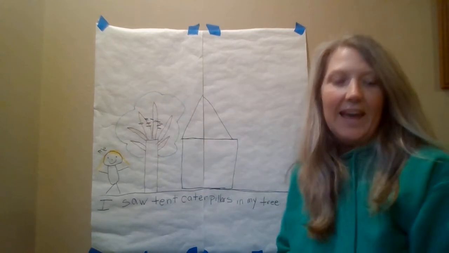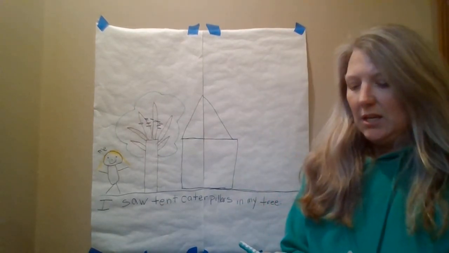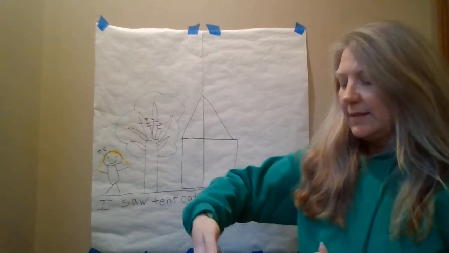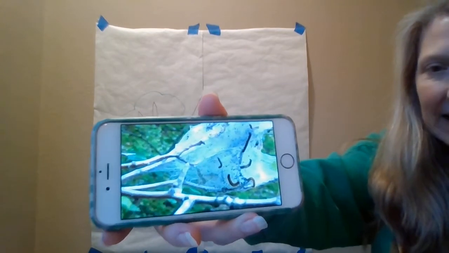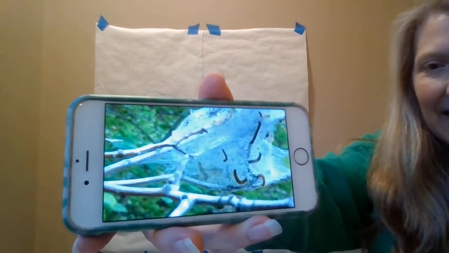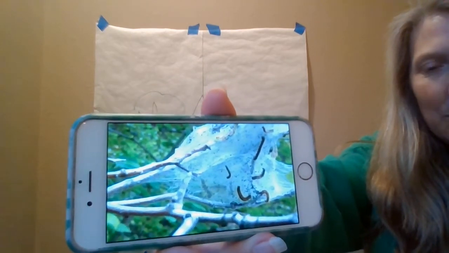and me. And just so you guys can see, I have a picture of what an actual tent caterpillar looks like. So they live in a tree, and they have a web, and then they live inside the web.